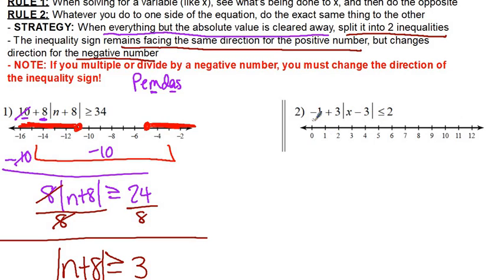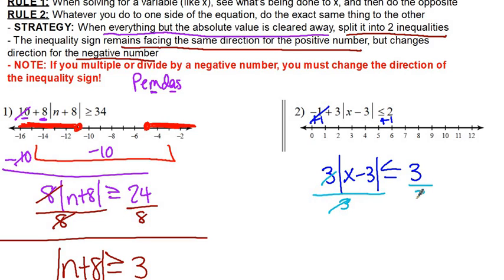Alright, so let's start off the same way. We will add 1 to both sides so we can clear this away. So we have 3 times |x - 3| less than or equal to 2 plus 1, which is 3. Then we need to get rid of the 3 by dividing both sides by that 3. So we're left with the absolute value of x minus 3 is less than or equal to 3 divided by 3, which is 1.